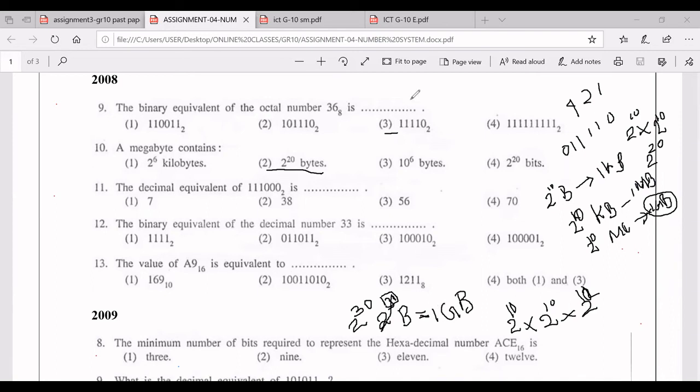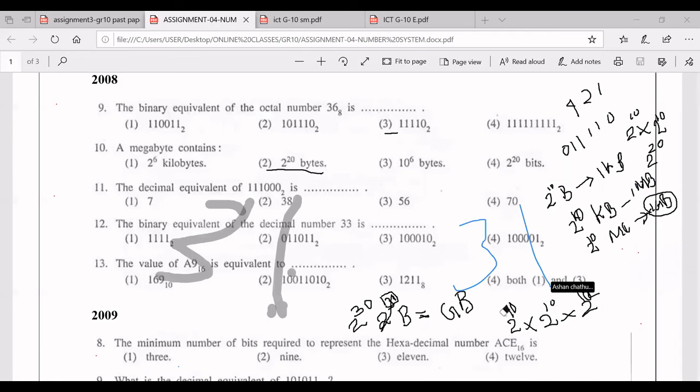If I ask 2 GB, right? It is 31. Very good, right? It should be 31. Okay, right. Now you can understand, right? Now we can go through that.